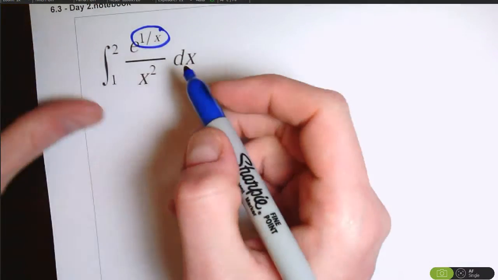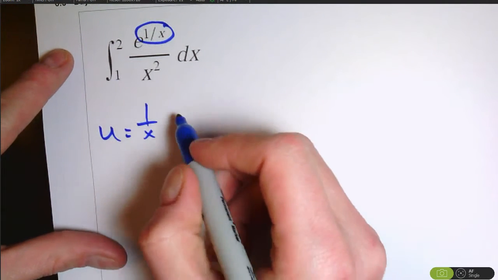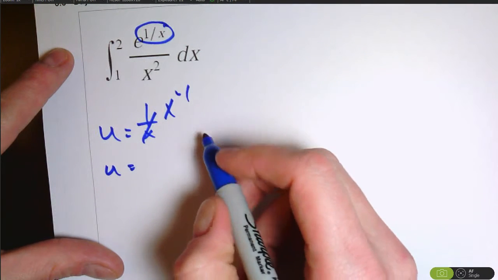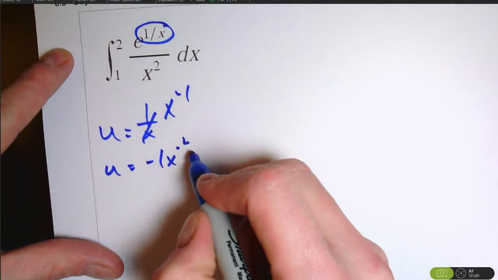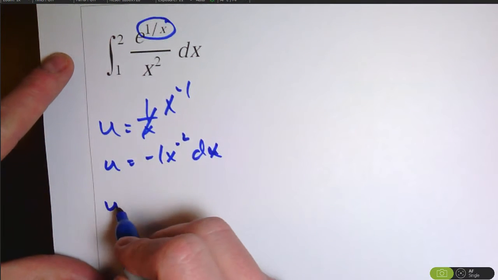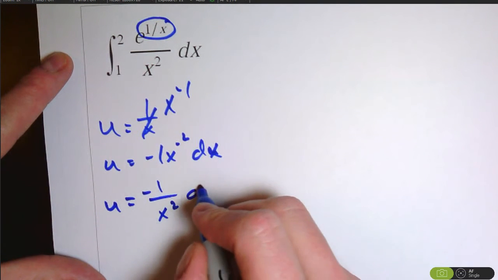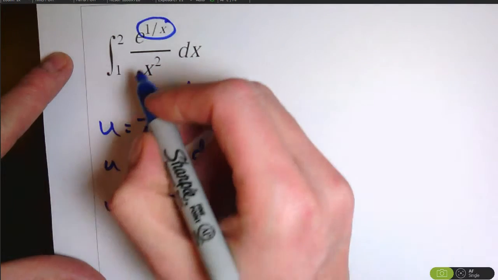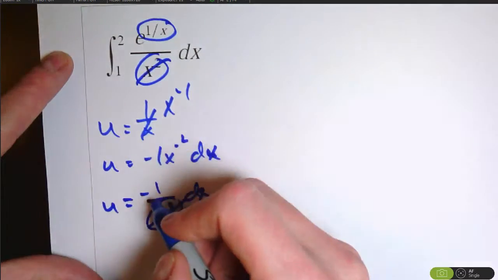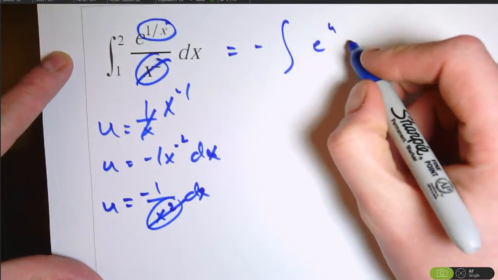But the reason I know this is going to work is if I let u equal 1 over x, when I do the derivative of this, this is really x to the negative 1. That becomes negative 1 x to the negative second dx. So du ends up being negative 1 over x squared dx. Hey, there's that x squared in the denominator I need. So it cancels off. This negative will go out in front. So that gives you e to the u du.